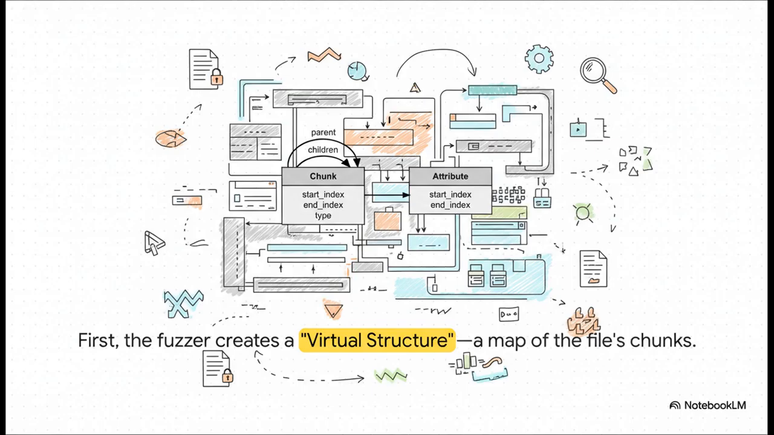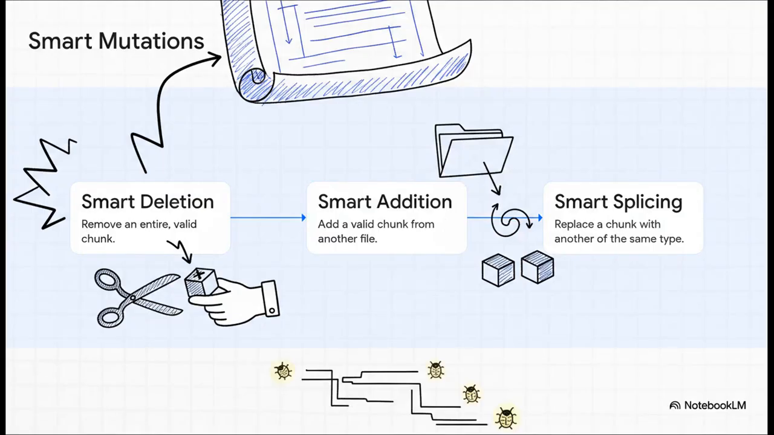It identifies every single chunk. You can see the parent and children elements here, and it notes its type, where it starts and ends, and how it relates to everything else. It's basically building a complete structural blueprint of the file. And once it has this blueprint, the fuzzer unlocks a whole new set of what you could call superpowers.